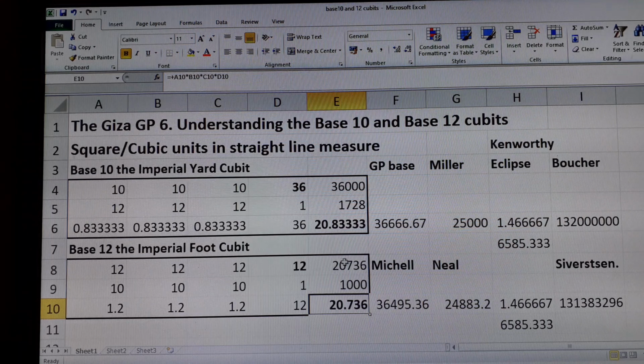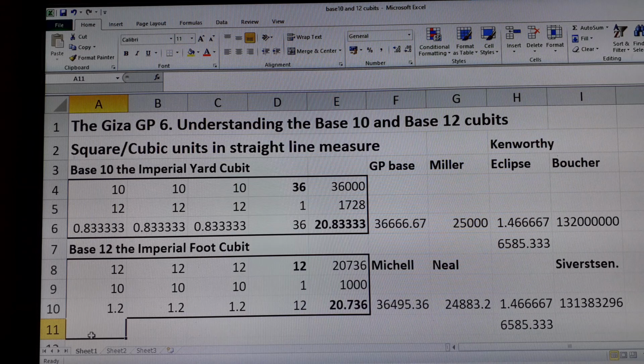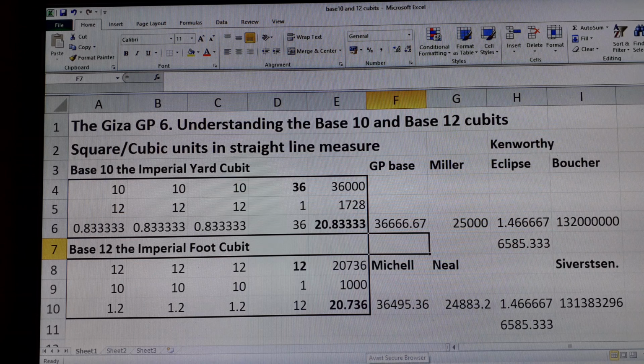Now, this is why this qubit, discovered by John Michell and John Neal, and Cubits uses it as well, is such an outstanding qubit, and why the metrology attached to it should be recognised by anyone interested in historical metrology. But what is not understood is how this qubit is constructed. And it's 12 over 10 times 12 over 10 times 12 over 10, which is a cubic unit. So we've got straight line unit there, square unit there, multiplying that by that, and a cubic unit there.